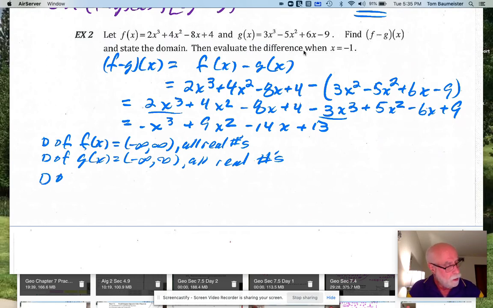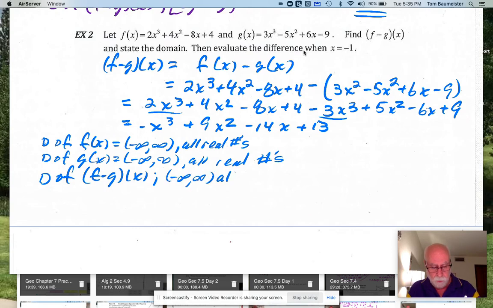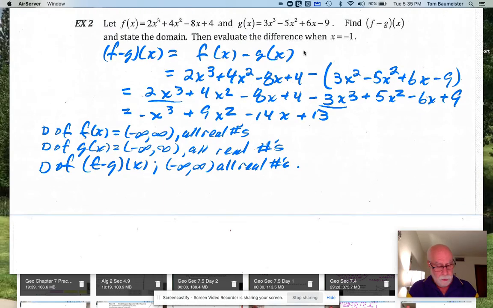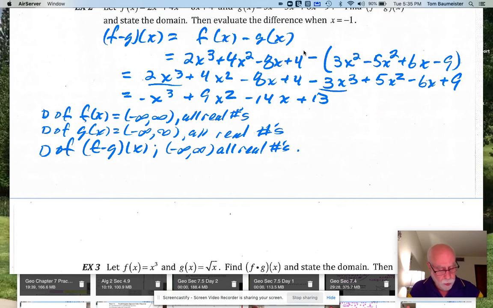And I'll have the domain of f minus g of x. And that one is negative infinity to positive infinity, or again, all real numbers. So now on this one here, we need to do f minus g of negative 1, which will be, again, I'm just going to plug in negative 1 wherever I see x.